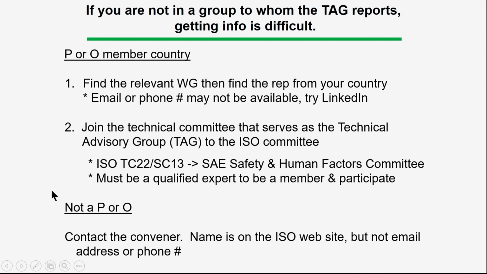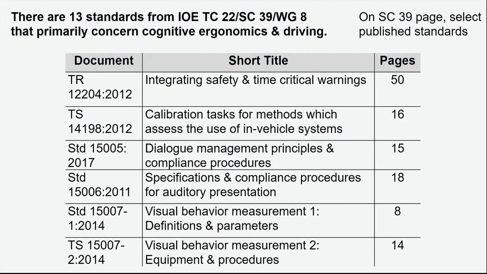If your country does not have P or O representation, then all you can do is contact the convener and look at the ISO website for that information. But you sometimes won't get email addresses, you won't get phone numbers, so you're going to have to look hard, maybe through LinkedIn, to try and find out who that person is. You might have success by going through your national standards organization.